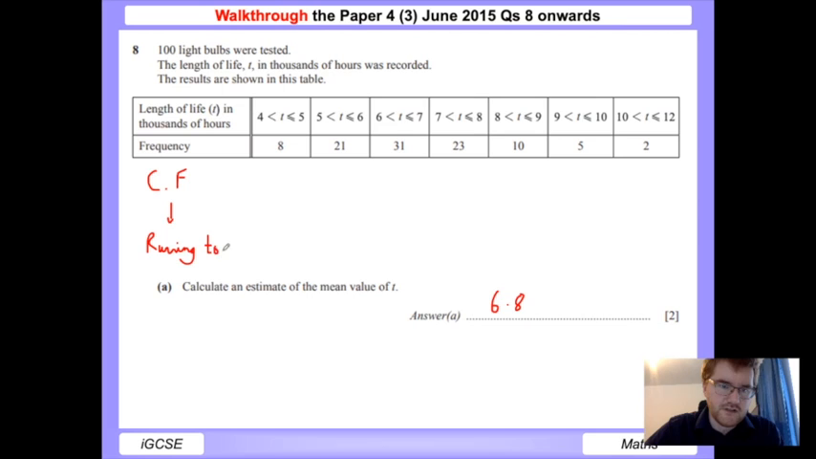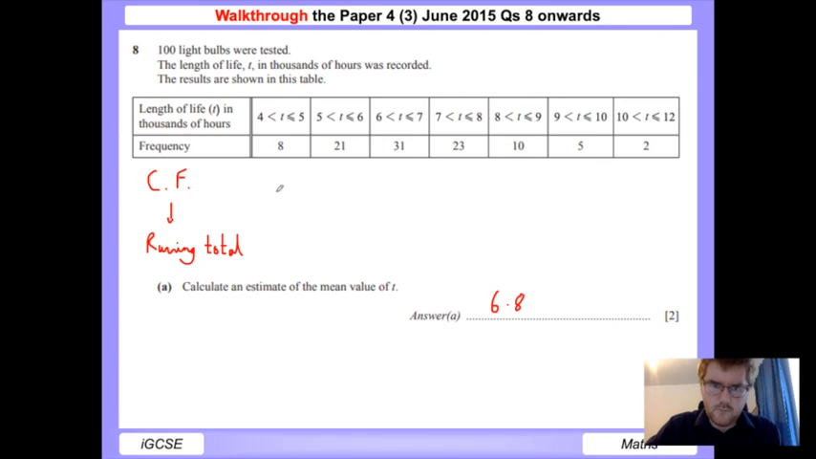it means running total. In fact, in German, it's Summenhäufigkeit, which literally means Summen, so the sum of the Häufigkeit, Möglichkeiten, which is the frequencies. So German is very literal with this. In English, we say cumulative frequency. So we do a running total.